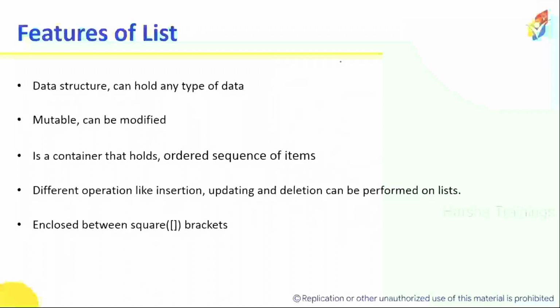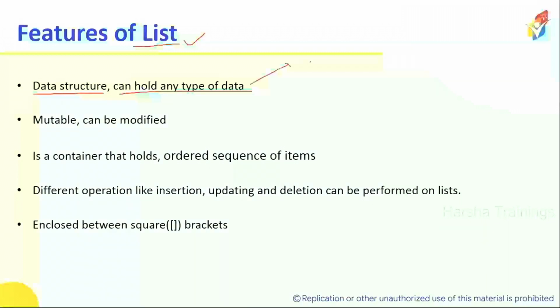In the previous session, we completed the string object. The next important data structure which we are going to use in regular programming is the list object. Before entering into the list object, first let me tell you the basic features of a list object. A list is a data structure which can hold any kind of data.